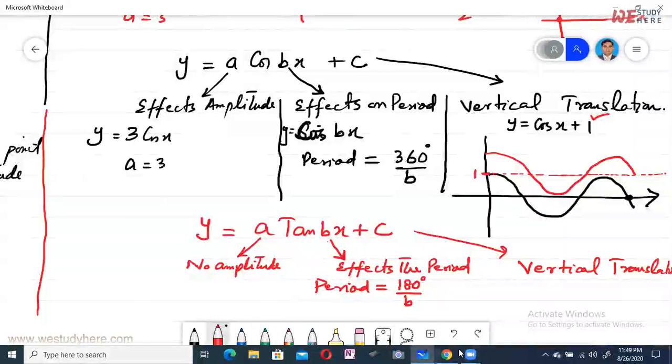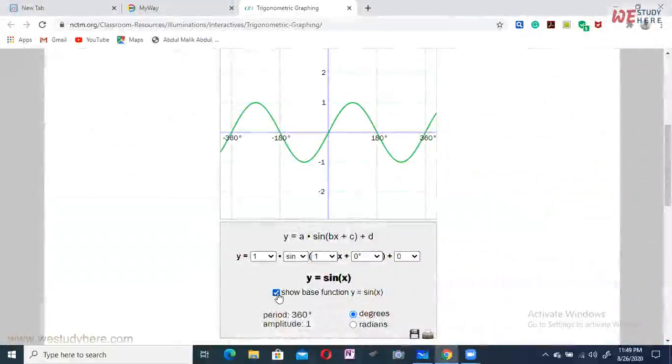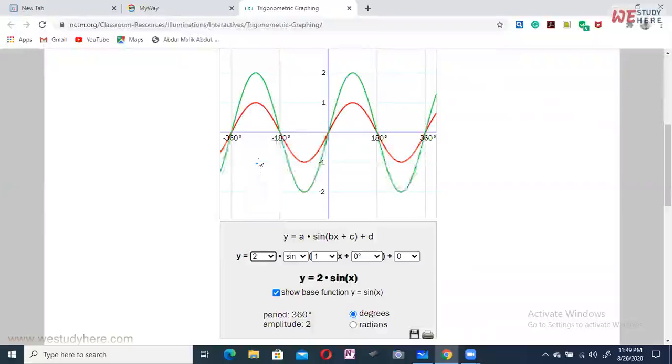You can see on this graphing software, first of all, this is the general form, meaning the basic function of sin x, y equals sin x. This is the basic function. In the beginning, at the place of a, that is the amplitude. If we take the amplitude here as 2, then you can see this height is increasing more. Before that it was 1.